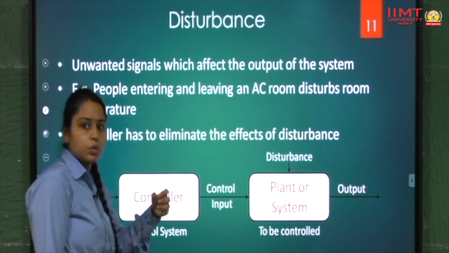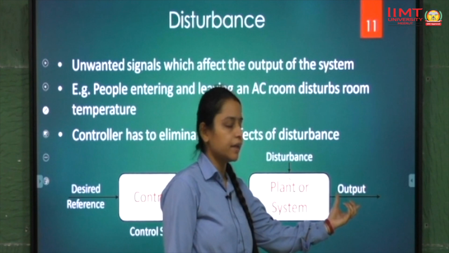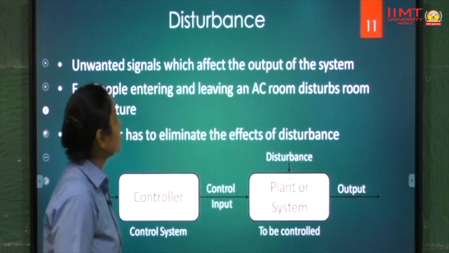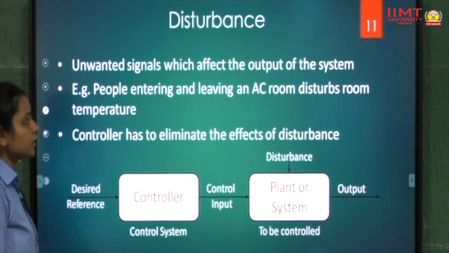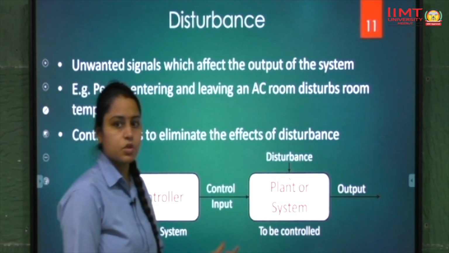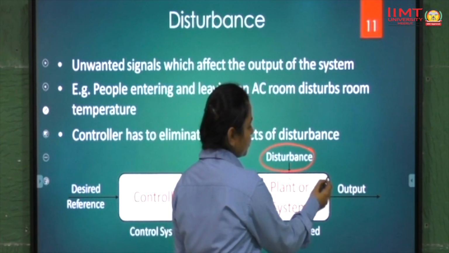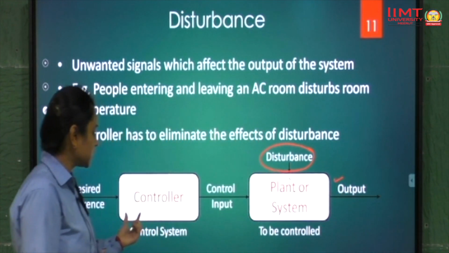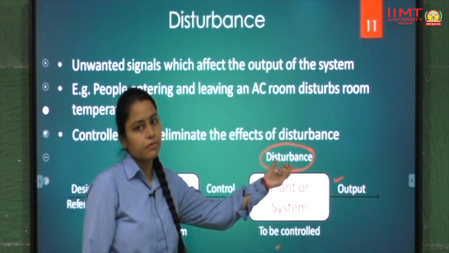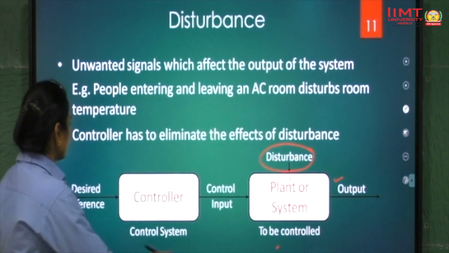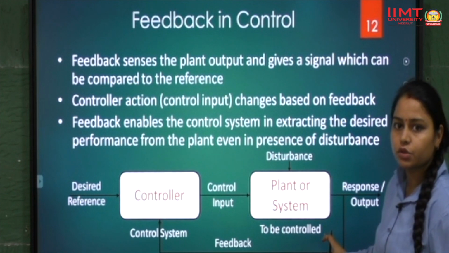Disturbance: there could be some disturbance which hinders us in getting the desired output. What are the disturbances? An unwanted signal which affects the output of the system is called the disturbance, and because of this only we do not get the desired output. So we need to have the system controlled to reduce the effect of disturbance. We need to have a control in the system.